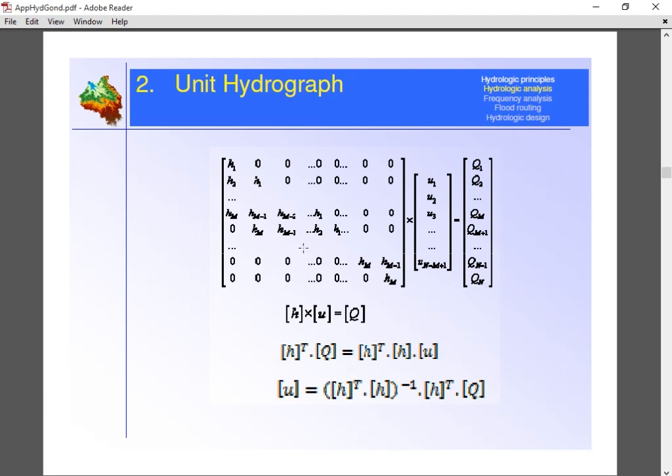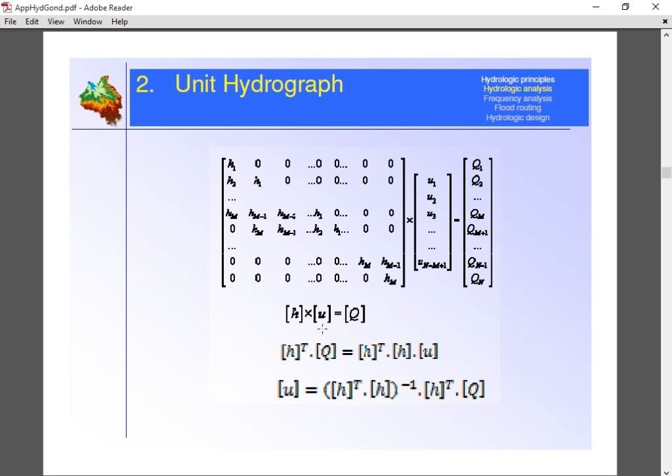So in summary, this one is represented by H, or we can say P, that is the precipitation value, times the unit hydrograph component here, equals the discharge. If you multiply precipitation by U, the unit hydrograph component, we can get Q. So if you multiply both sides by H transpose, we have H transpose times Q equals H transpose times H times U, because we are multiplying both sides by H transpose.